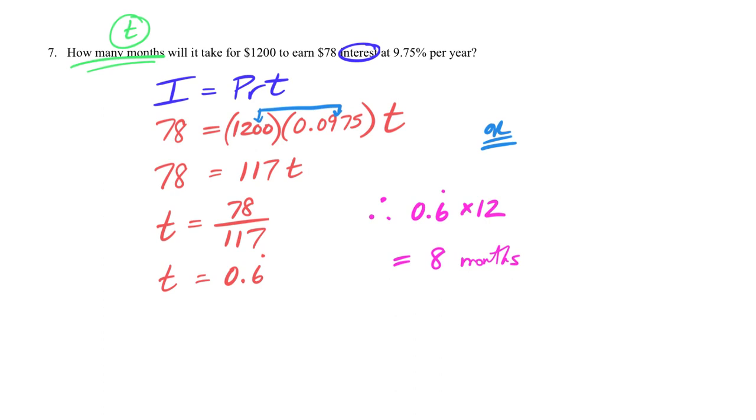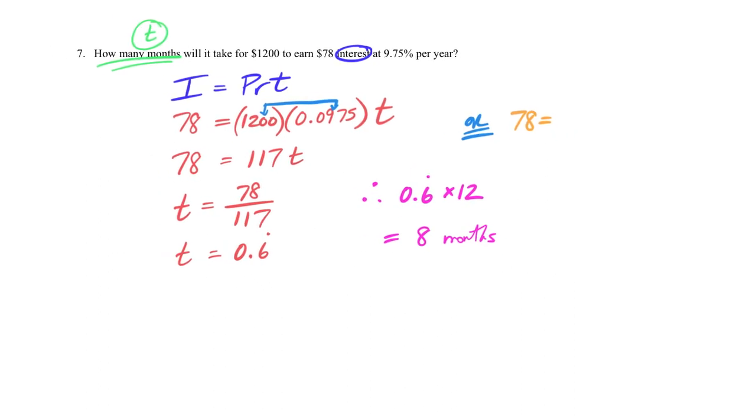I'm going to take my I equals PRT, and I'm going to solve this now using the orange. What this gives me is a way where I don't even have to worry about my months. Okay, I make $78 interest. How do I make that? I make it by investing $1,200 at 0.0975 interest, and now is when I look at my time. Since the problem asked me how many months, I'm going to incorporate time out of 12, my number of months, right away.